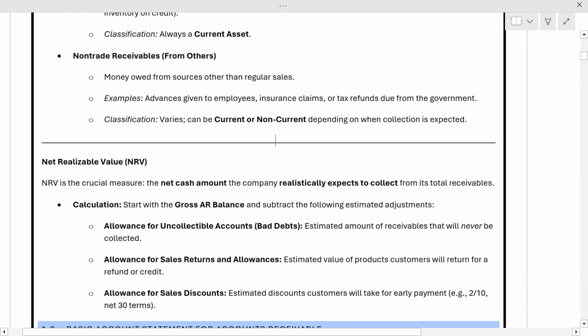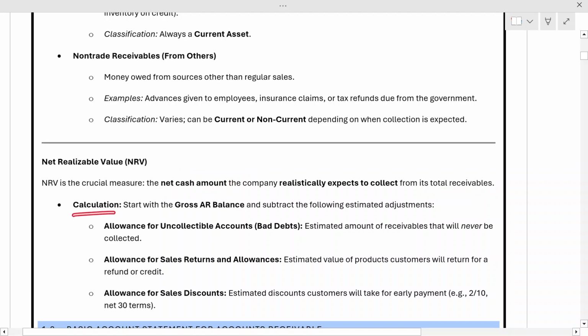Okay. Now along with that, let's see the net realizable value textbook concept as well. So NRV is a critical measure of the net cash amount the company realistically expects to collect. So basically you may sell for $100 to a customer, but if there may be chances of bad debt for $10, then ultimately you will be receiving $90. So it's the net cash amount which you are expecting from your receivables.